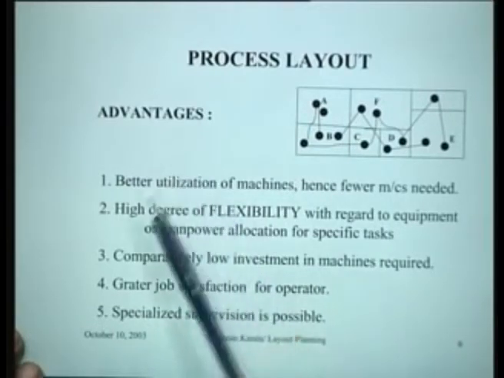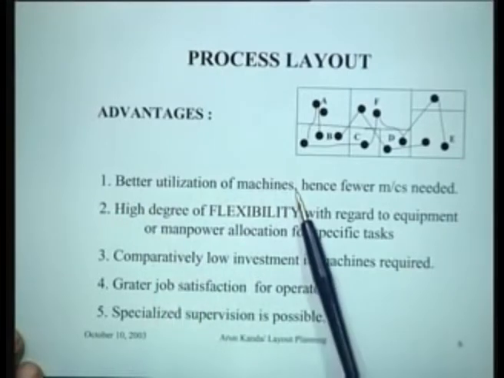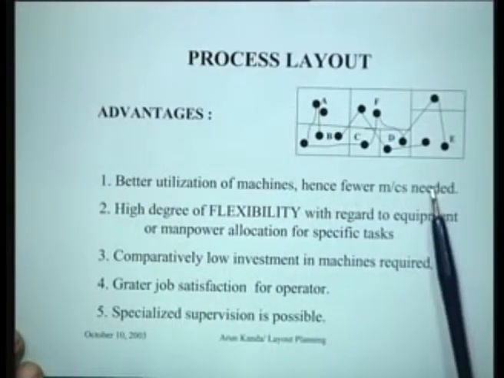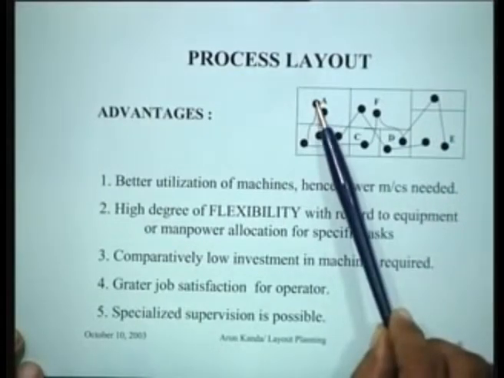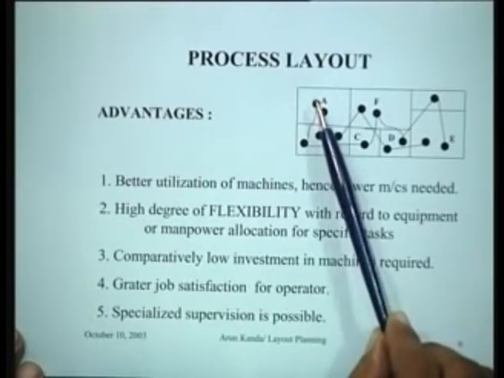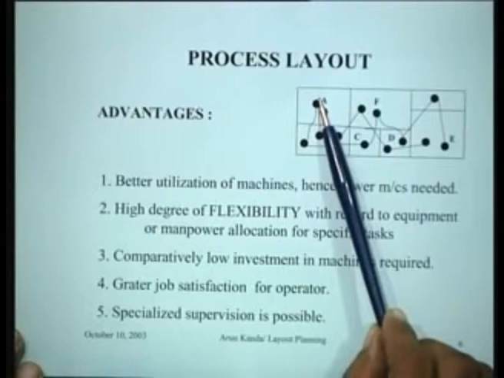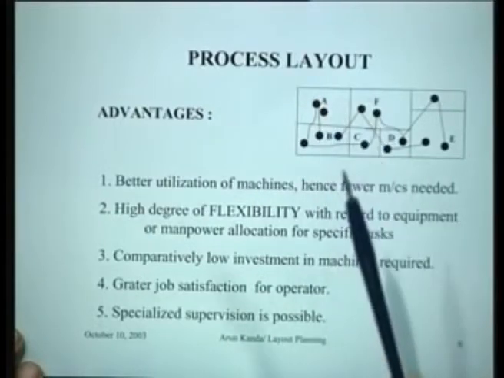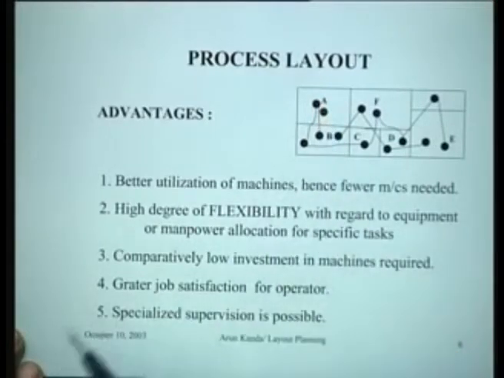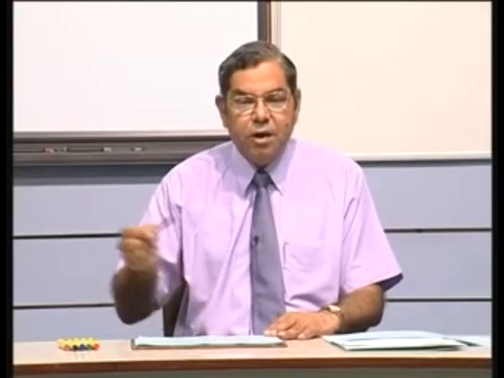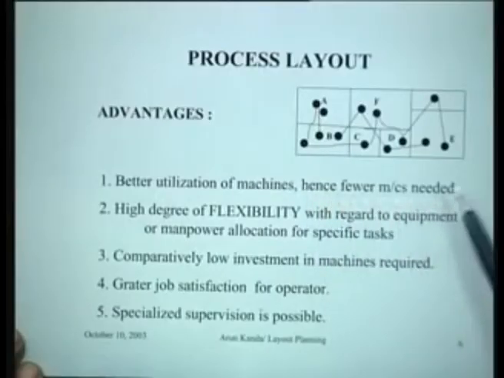And therefore the advantages are that there is better utilization of machines, hence fewer machines are needed. Why does this happen? Because here you have a lathe, let's say a special purpose lathe, you have it here once. So all jobs which require processing on that special purpose lathe will come here and get the processing done and go away. Whereas if the same thing was to be done in a product layout, you will have to duplicate the machine at whatever operation it came. If you need a lathe here, after 10 operations you require the same lathe, you duplicate it. So generally better utilization of machines and fewer machines are needed in a process layout.